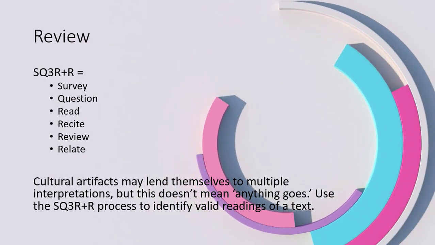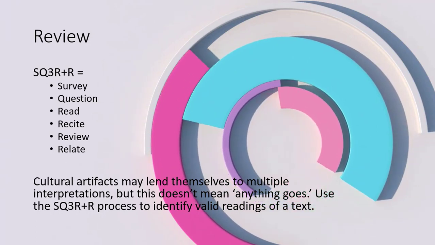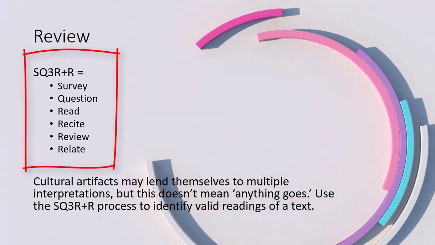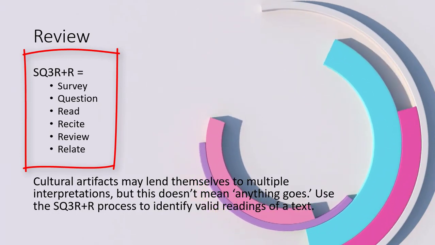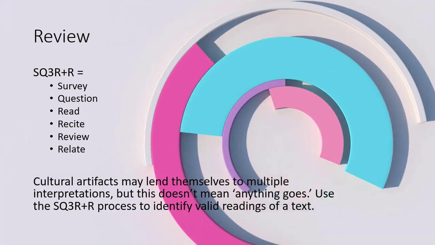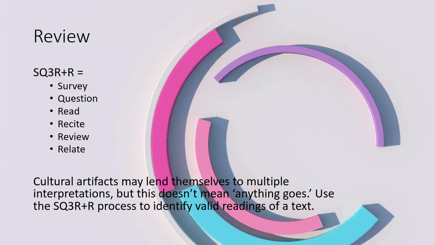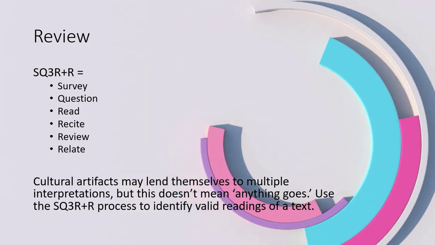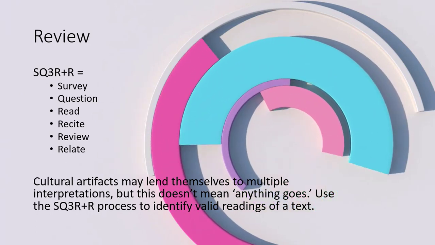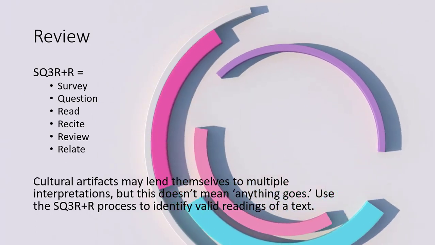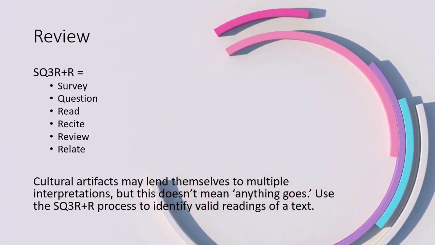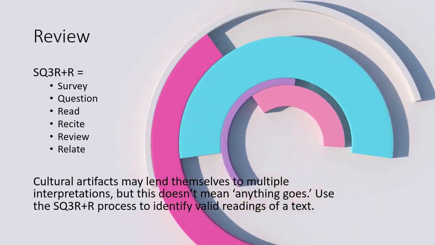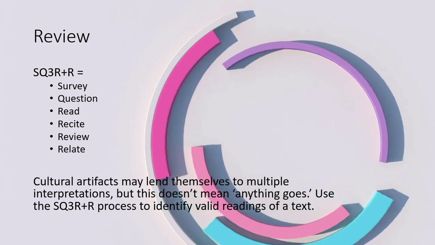Let's review. The SQ3R+R process stands for survey, question, read, recite, review, and relate. It helps us to consider ideas and perspectives that we may not have initially considered. To properly use this process, you should reapply each stage expansively. Net as much information as possible before you begin shaving down or discounting ideas to compose your arguments.